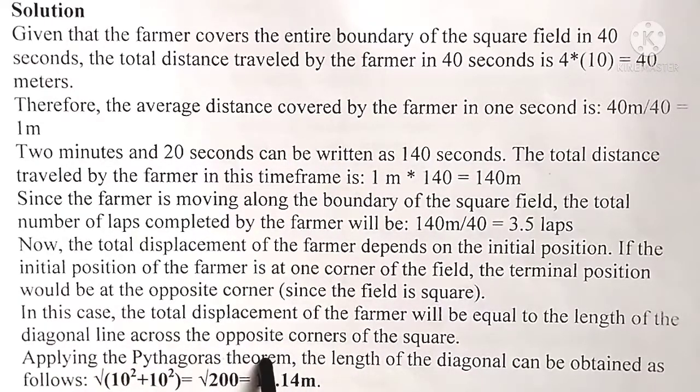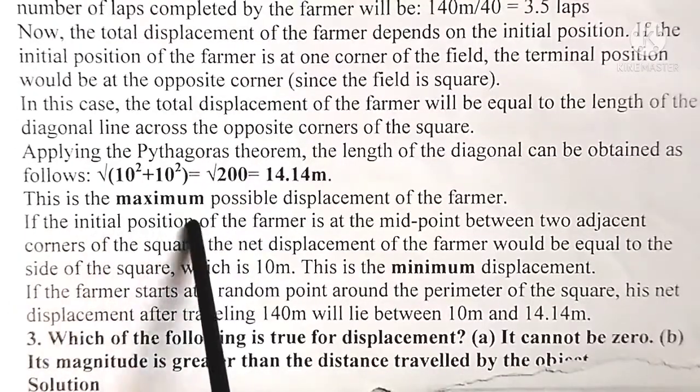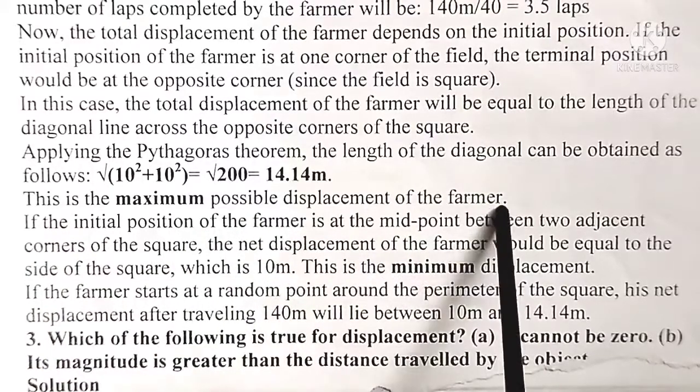Applying the Pythagoras theorem, the length of the diagonal can be obtained as follows. Square root of 10 square plus 10 square, that is equal to square root of 200, that is equal to 14.14 meter. This is the maximum possible displacement of the farmer.